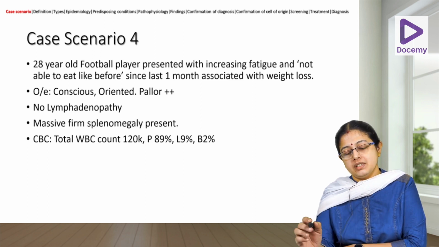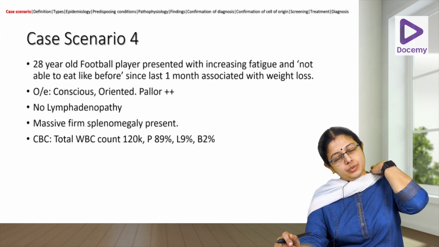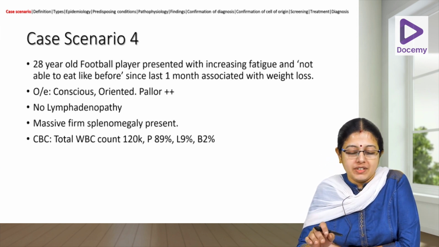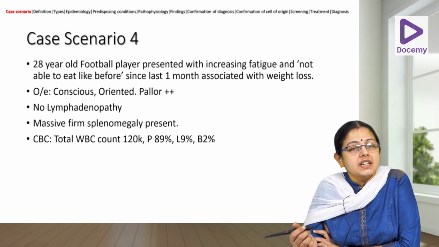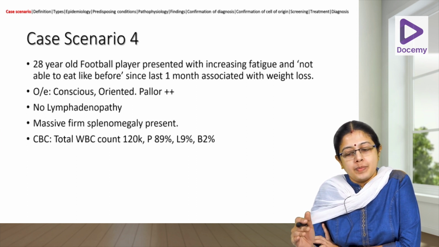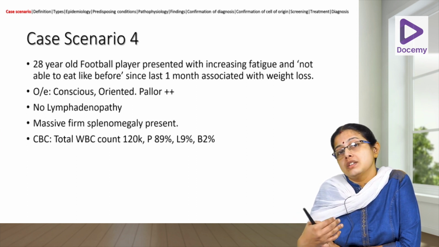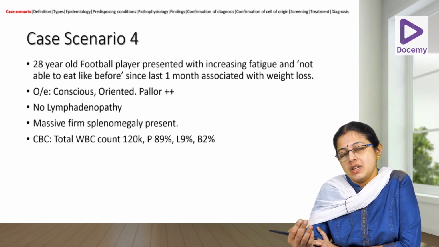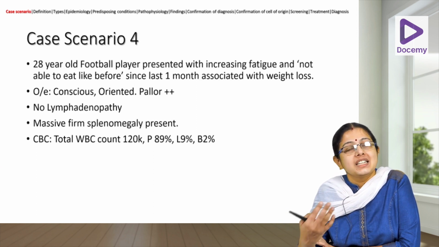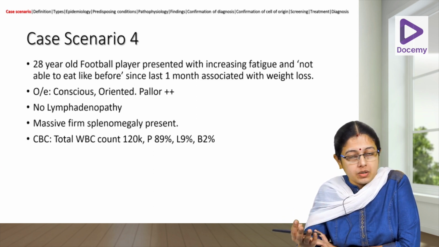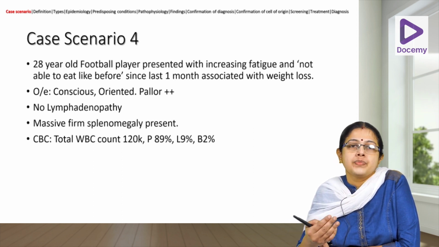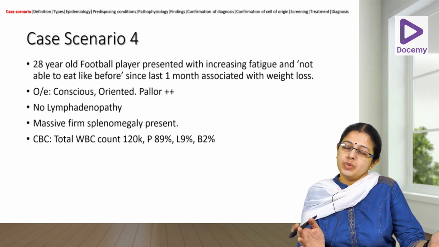Coming to the fourth case scenario, now we have a 28-year-old football player. Previously he did not have any comorbidities, and he is complaining of increasing fatigue. He is not able to keep up with his peers while playing football, and also he is not able to eat like before. So what does this mean? Not being able to eat like before should alert us that this person could probably be having a splenomegaly. So why should somebody who has a splenomegaly not be able to eat like before?